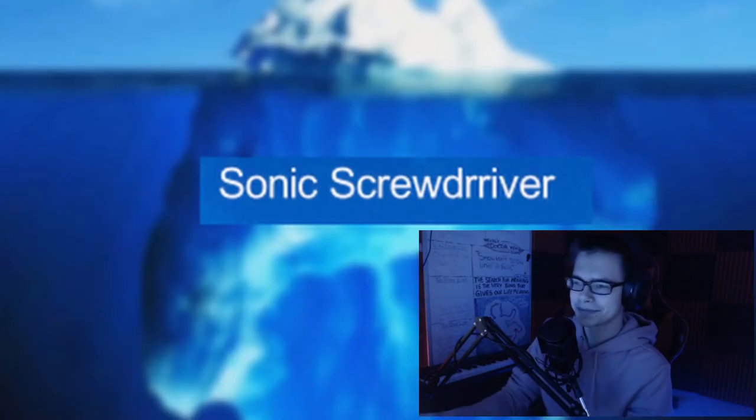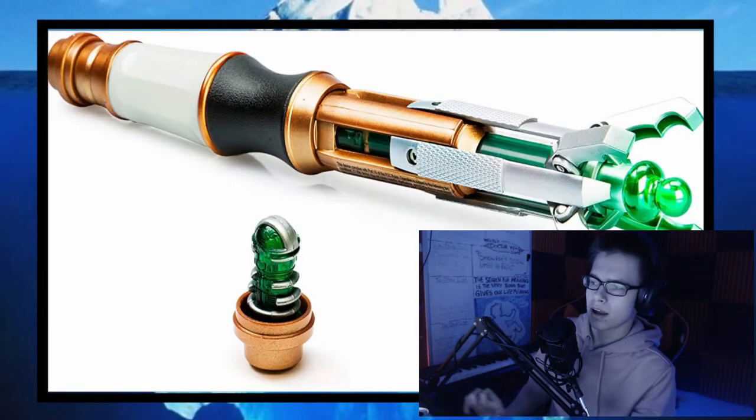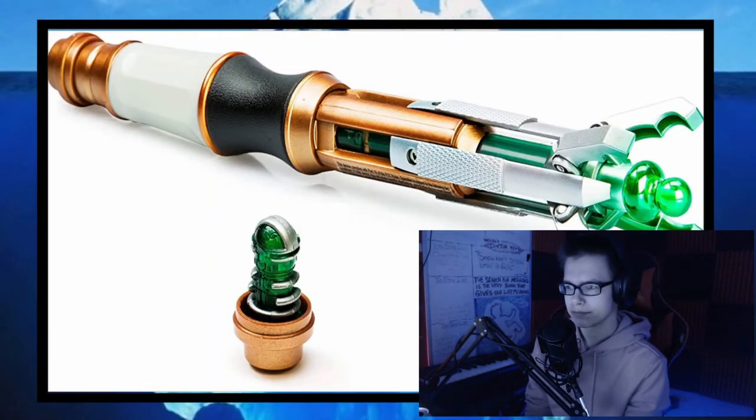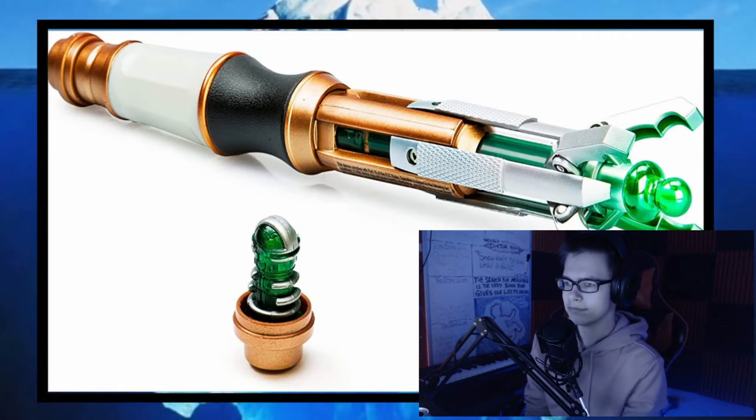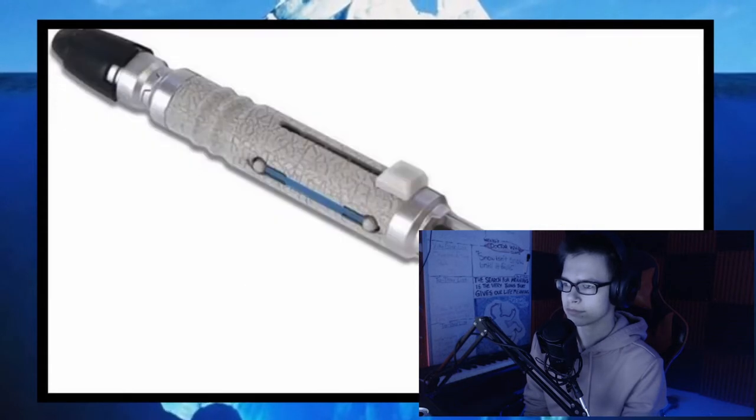Sonic Screwdriver. This is a high-tech, multi-purpose tool that the Doctor typically carries at all times. Its features are constantly fluctuating. While originally its purpose was simply to turn screws, it now can hack computers, open locks, rewire circuitry, and that's just scratching the surface. Today, it primarily exists for merchandising and plot convenience.